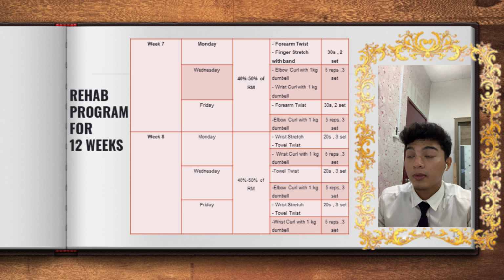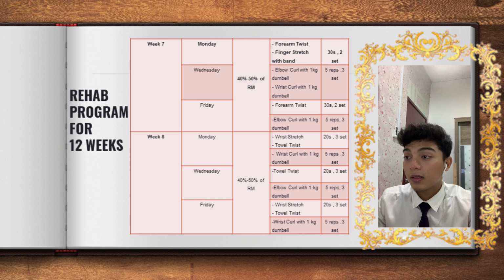Also for the next day, we have elbow curl with 1 kilogram dumbbell, also wrist curl with 1 kilo dumbbell, and we'll do these two exercises 5 reps for 3 sets. And for the last day of week 7, we have a forearm twist, and we will do 30 seconds for 2 sets. And we have an elbow curl with 1 kilogram dumbbell, and we will do 5 reps for 3 sets. Okay, and we proceed to the next week, which is week 8.